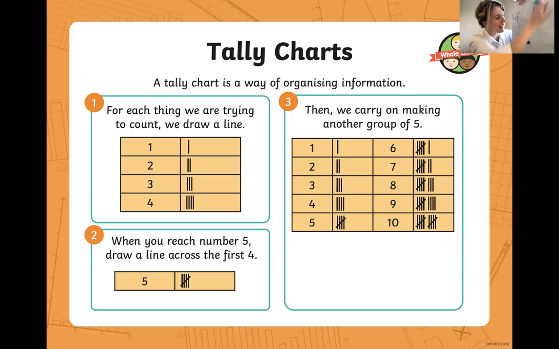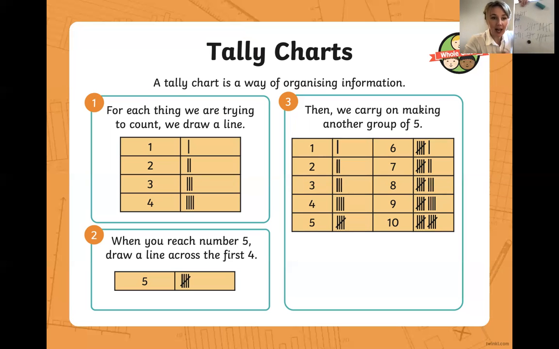So the next thing would be 5, 6, 7, 8, 9, 10. Every time you get to 5, you draw a line across to make it look like a gate. So that was 10, 11, 12, 13, 14, 15, 16, 17, 18, 19, 20. So there you've got 5, 10, 15, 20, and it's a nice quick way to see how many you've counted.